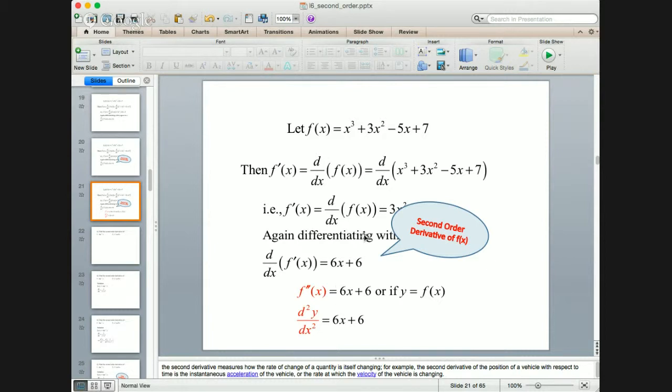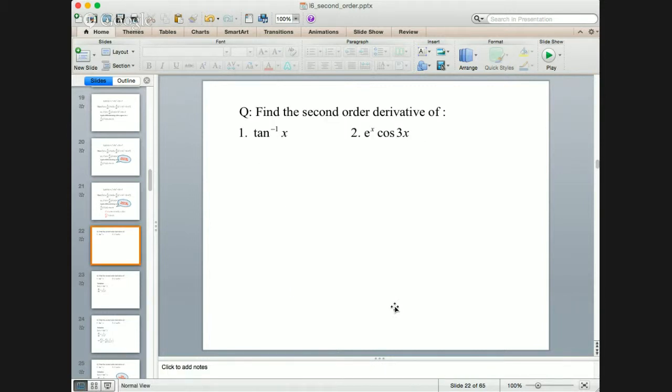At the same time, if I had started by calling my function y instead of f of x, then f dash x would be represented as y1, with 1 as a subscript. And y2, where 2 is written in the subscript, would represent the second order derivative. So that is how the notations would follow. And what we need to do is just start off with a basic set of questions. Here we have a problem where you have to find the second order derivative of tan inverse x, and another problem along with it where you have exponential x into cos of 3x. So why don't we start with tan inverse x?